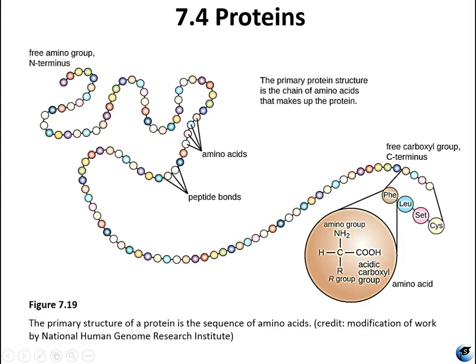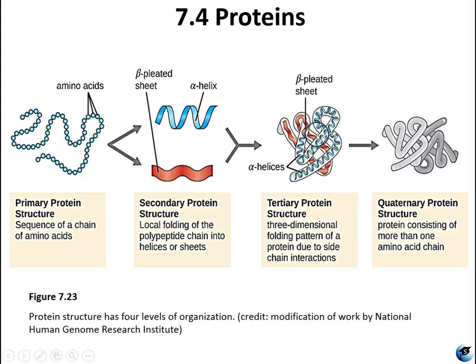These are also important components of membranes, cell membranes and organelle membranes. The primary structure of a protein is its sequence of amino acids. And like I said, it's usually a very, very long sequence of linked amino acids. This is figure 7.23, showing primary, secondary, tertiary, and quaternary structure. The primary structure is this very long linked chain of amino acids, just like a string of pearls or Mardi Gras beads.